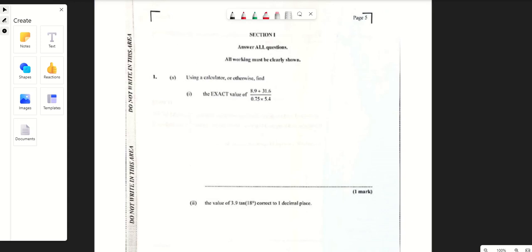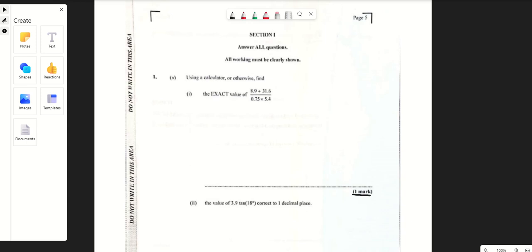So this first question says using a calculator. Otherwise, again, you check out the marks to see if it corresponds with the question. This question has addition, division, and multiplication in it. I would use my calculator.